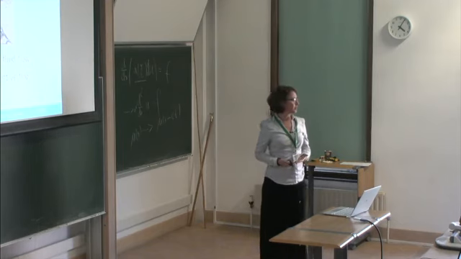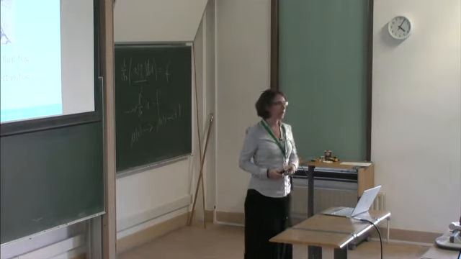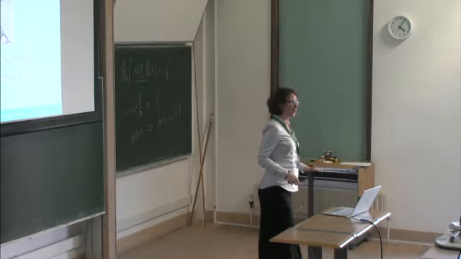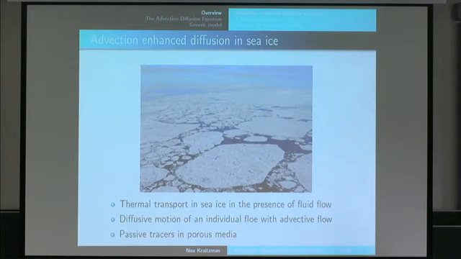In particular, I will talk about advection-enhanced diffusion processes in sea ice. Now, as we all in this room know, sea ice is important, and we also need to remember that sea ice is a sensitive indicator for global climate change. Advection diffusion processes, such as the thermal transport or the motion of an individual floe, are important for the transport of tracers in the ocean, such as nutrients, salt, and carbon.